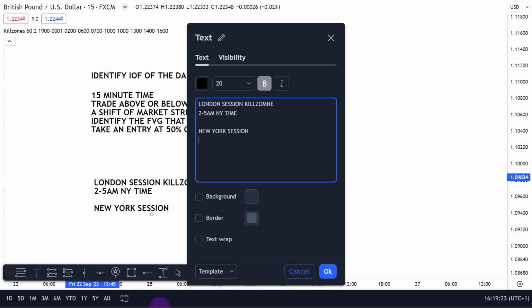The New York session kill zone is between 7 to 10 a.m. New York time. You should convert this also to your local time, and you're going to see this.